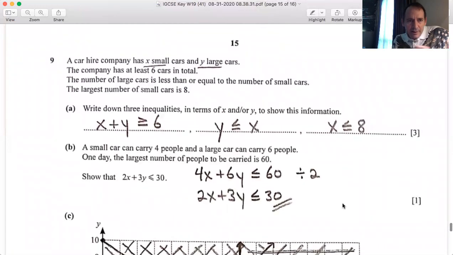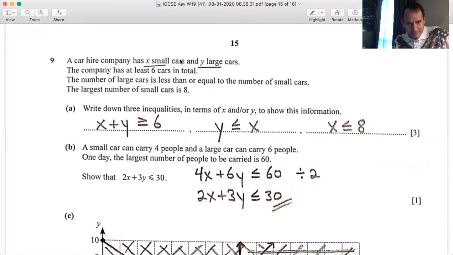A car hire company has X small cars and Y large cars. The company has at least 6 cars in total. The number of large cars is less than or equal to the number of small cars. The largest number of small cars is 8. Write down 3 inequalities in terms of X and/or Y to show this information.